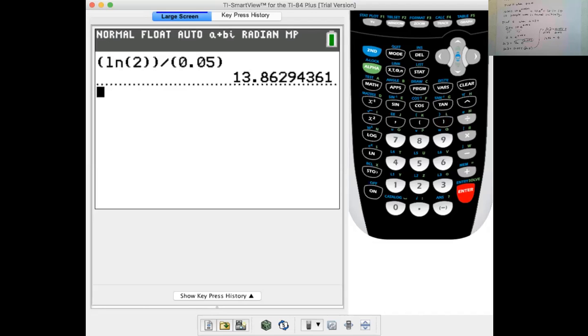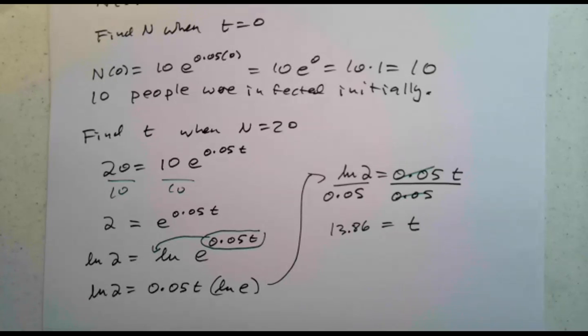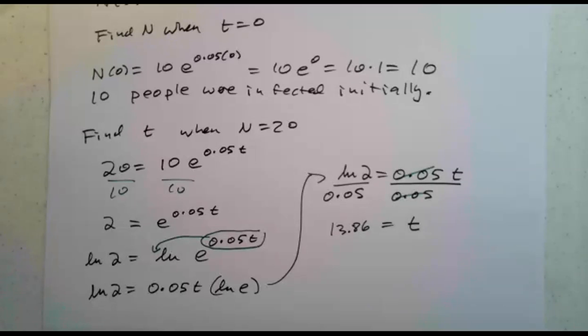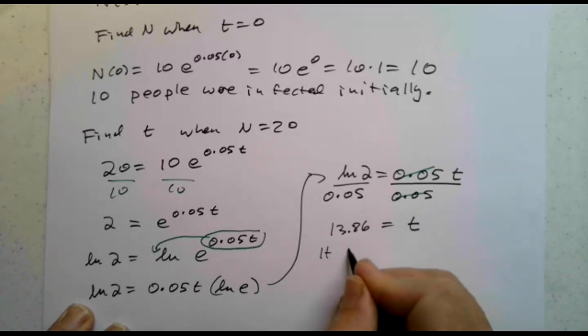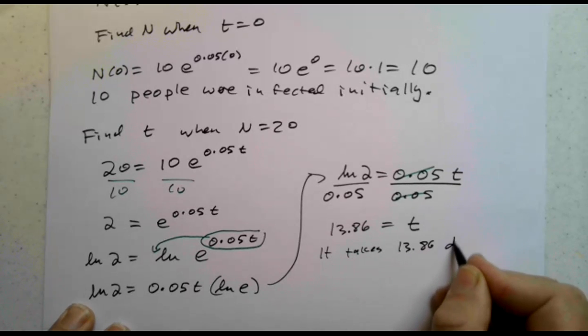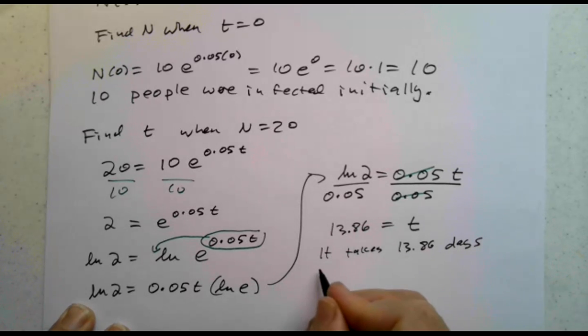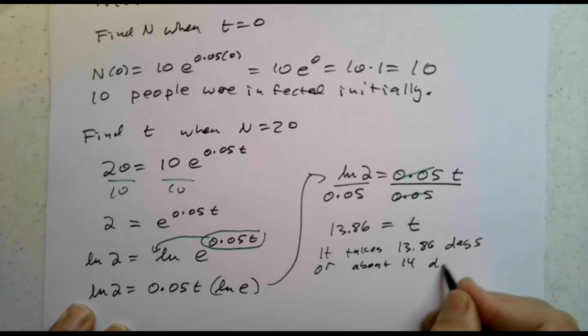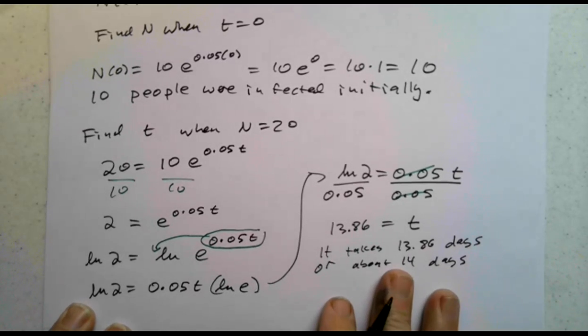So in terms of our original question, we were wondering what? We were wondering how many days must pass before the initial number of infected people doubles. And we have 13.86, so about 14 days. So it takes 13.86 days, or about 14 days, for the number of infected people to double.